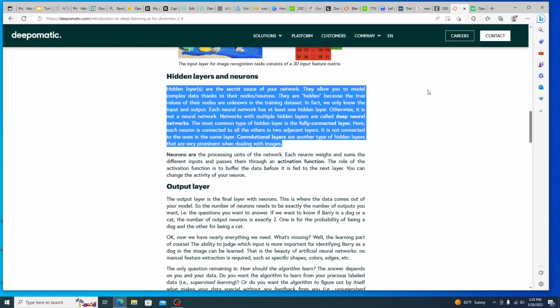Here, each neuron is connected to all of the others in adjacent layers. It's not connected to the ones in the same layer. Convolutional layers are another type of hidden layer that are very prominent when dealing with images. So I think that this sums it up very clearly. We can measure and calculate and know what the input and the output is.